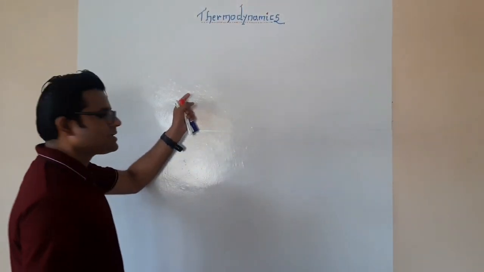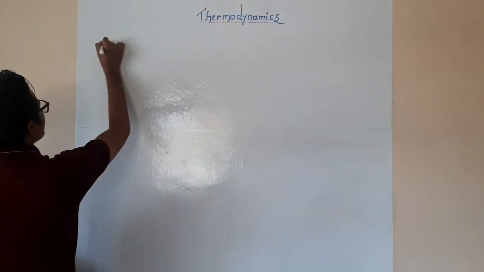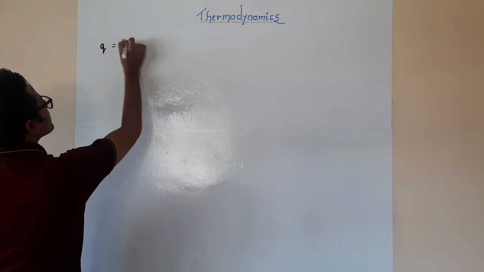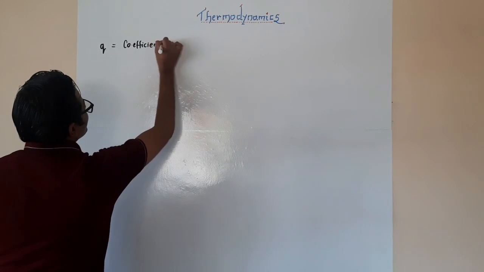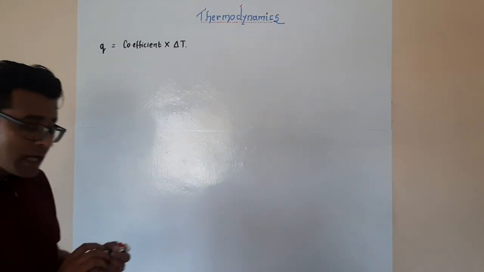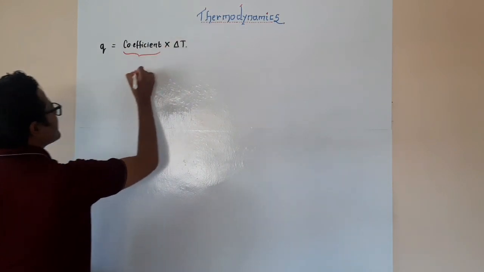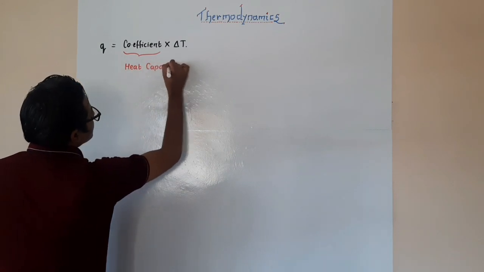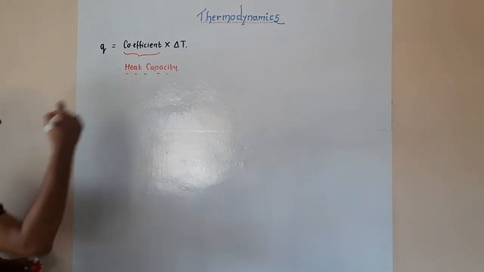The name of the next concept you will understand once we start solving. In the previous case we have seen that if Q is the amount of heat transferred, then Q is equal to coefficient into the change in temperature. This is what we had already seen. Now, this coefficient has a particular name: it is called the heat capacity. In order to understand heat capacity, let's take a system into consideration.